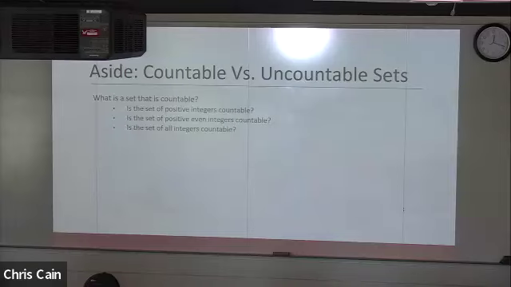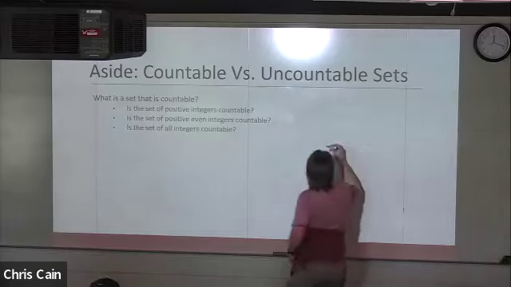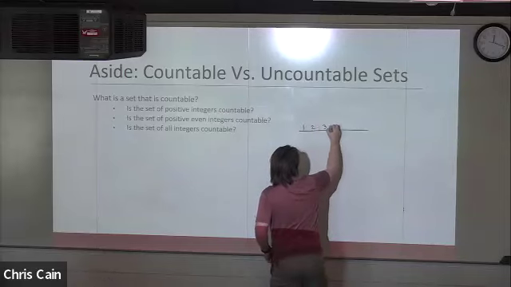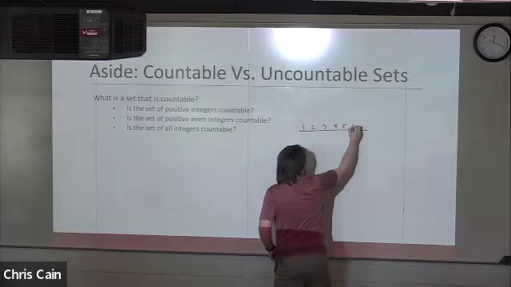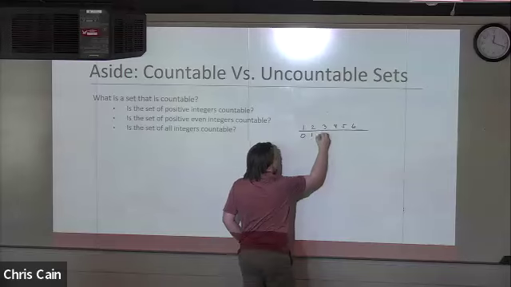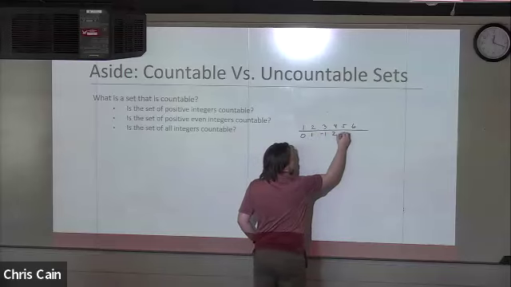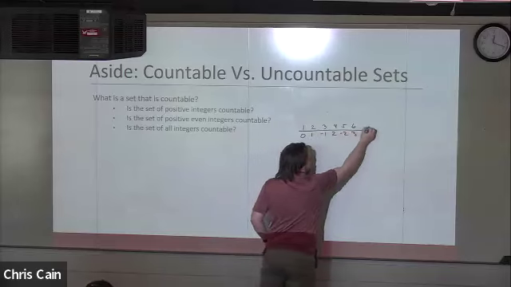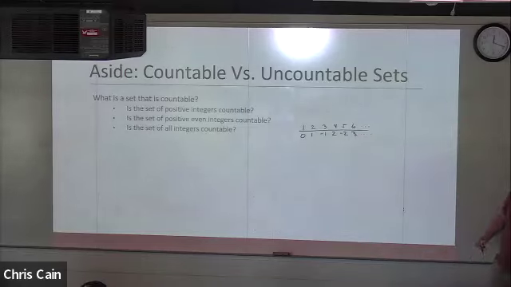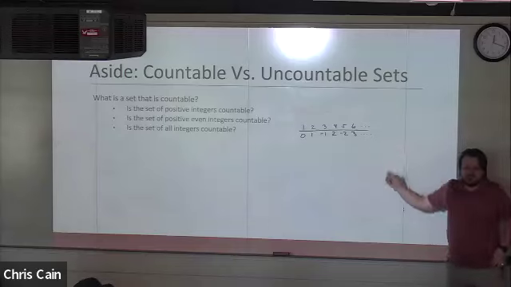So let's actually come up with a function to do that. On the top, I'm going to have positive integers, 1, 2, 3, 4, 5, 6. And on the bottom, I'm going to have this algorithm, 0, 1, -1, 2, -2, 3. Both of these go on forever. What is a formula that derives the bottom given the top?